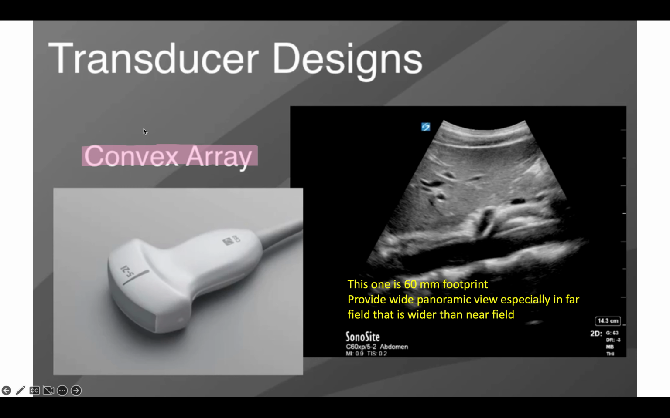There's another type of transducer, convex array or curvilinear transducers. They produce an image looking like a pizza slice. This one is another very common curved convex transducer. It's 5 to 2 megahertz, and it's a 60 millimeter footprint, and we see that it has this nice big panoramic view, especially in the far field, almost double in size compared to near field, and this is very useful for many purposes.